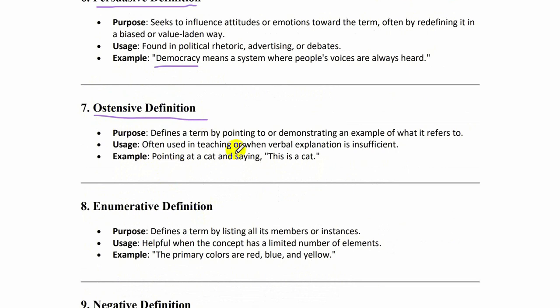Ostensive definition defines a term by pointing to or demonstrating an example of what it refers to, often used in teaching or when verbal explanation is insufficient. Pointing at a cat and saying this is a cat. It's called ostensive definition. That is, we are pointing at a thing or bringing the attention of others to a particular thing that we want to define, and then stating, pointing towards that cat, we say this is a cat.